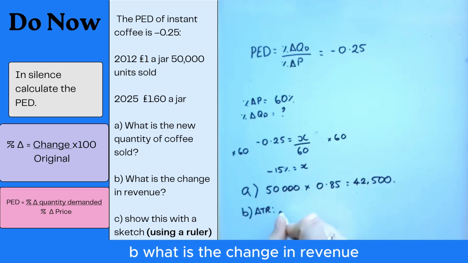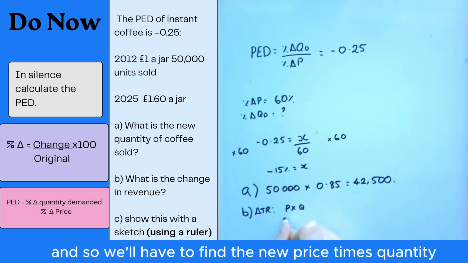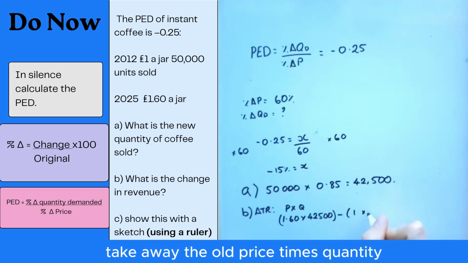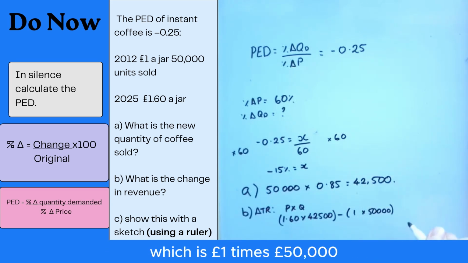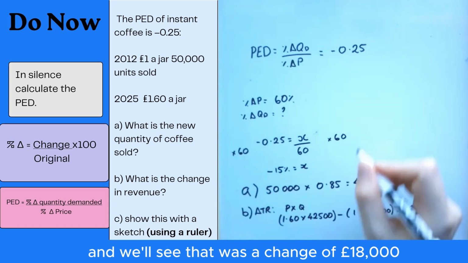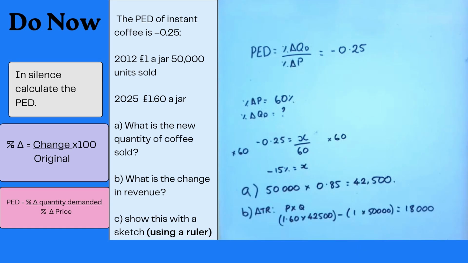B, what is the change in revenue? We know total revenue is found by doing price times quantity, and so we'll have to find the new price times quantity. So we'll do £1.60 times 42,500, take away the old price times quantity, which is £1 times 50,000, and we'll see that that was a change of £18,000. And so what is the change? The change is an increase of £18,000.